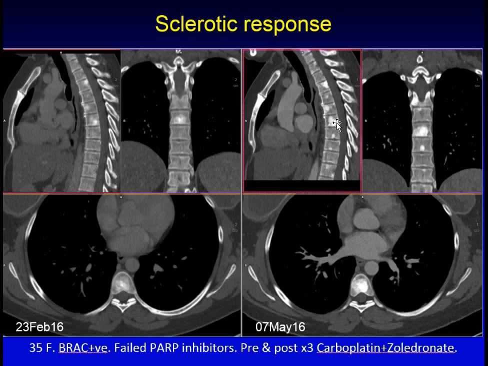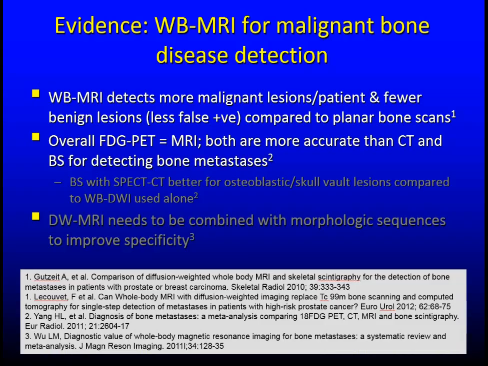In fact, this is sclerotic response. And this is a really difficult determination that radiologists repeatedly fail to make. So let's look at the evidence overall. Whole body MRI scans detect more malignant lesions per patient and fewer benign lesions compared to bone scans. Overall, the FDG PET and MRI have about equal accuracy.